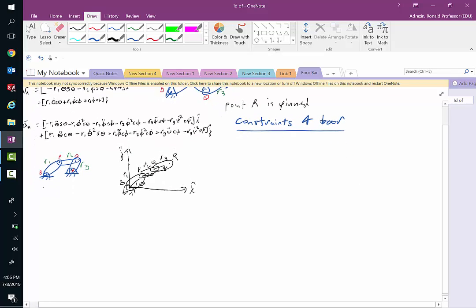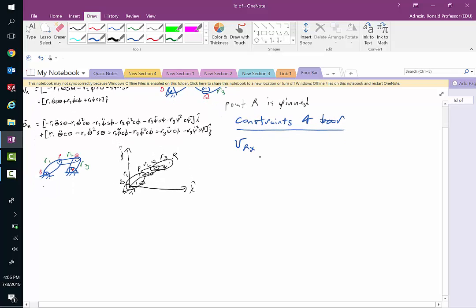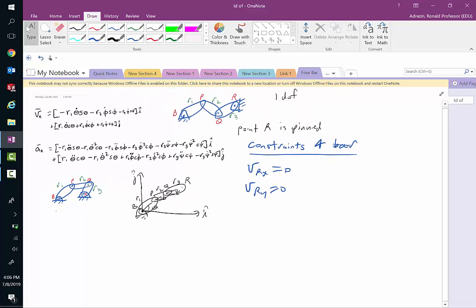If you look at R, the velocity, the scalar equation: V at point R in the x direction is 0, and V R Y is equal to 0. So that's this right here, and this is our first equation. If I pull out the scalar equation, it's minus R1 theta dot sine theta, minus R2 phi dot sine phi, minus R3 psi dot sine psi is equal to 0, and similarly, this is our second equation. That's it. Two equations for every four-bar, if I only care about velocities.